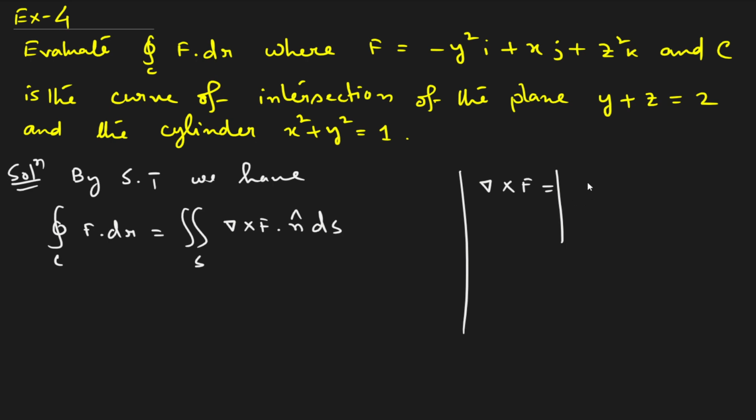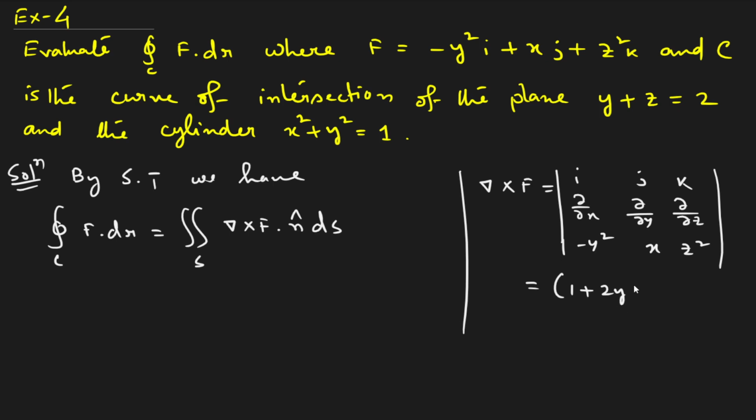So this thing you find, because otherwise our video will be too long. i j k, del del x, del del y, then del del z. Now here F is minus y square x and then z square, right? Minus y square x and then z square. So after splitting you will get (1 plus 2y) k cap. This much you will get.